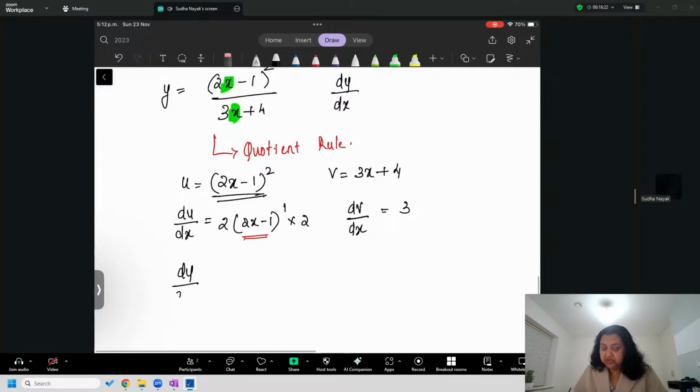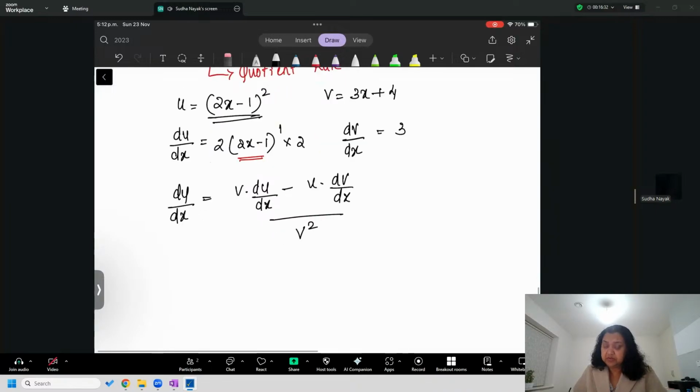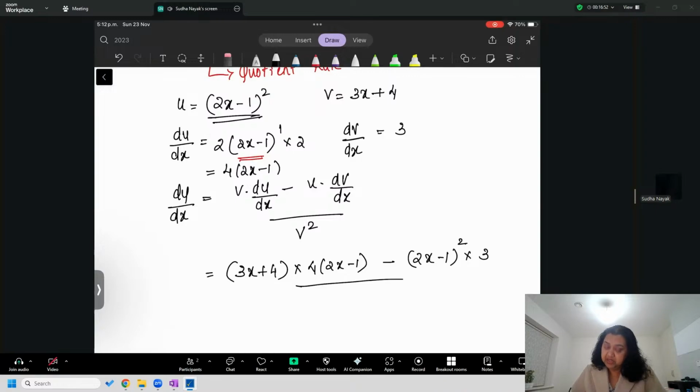Now we work with the quotient rule. So dy over dx is equal to v into du by dx minus u into dv by dx, divided by v square. This is there in the formula book. Okay, remember that it starts with v. Now it is just the substitution: 3x plus 4 into du by dx, which is 4 into (2x minus 1). So I can write it as 4 times (2x minus 1) minus (2x minus 1) the whole square times 3, divided by v square, so it is (3x plus 4) the whole square.